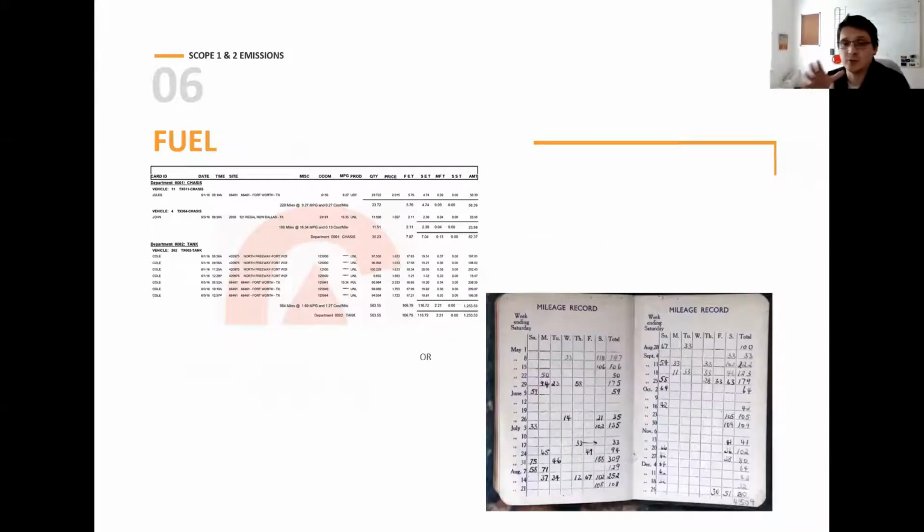It gets a bit more complicated when you get to fuel. The best case scenario, you'll have something like the top left, which is that you have fuel cards. You'll have a statement of what's in that fuel card, and it will give you the liters in terms of it.